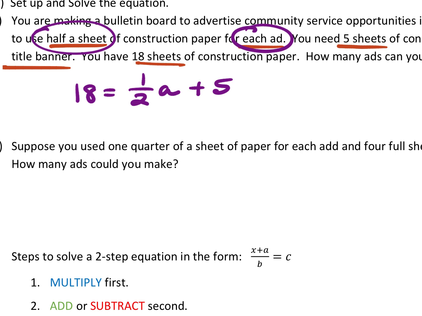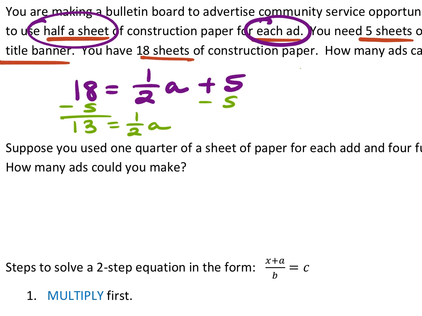What do you do to solve that? Take away the 5 first. Reverse PEMDAS. So subtract first. You get 13 equals 1/2 A. How do we get rid of the 1/2? So times 1/2 by 30. Well, like both sides, not times 1/2. Times what? The reciprocal, times 2, right?